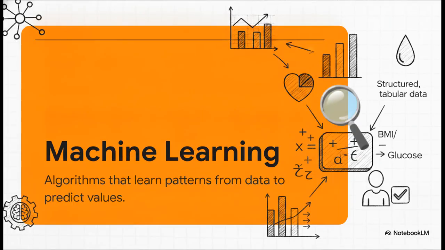Machine learning, or ML, is a specific subfield within AI. Instead of being explicitly programmed with rules, ML algorithms actually learn patterns directly from data and improve with experience. It relies heavily on structured, tabular data, spreadsheets. For HealthPredict, ML is the engine that calculates whether a patient has a high risk of diabetes by mathematically combining those structured columns of BMI, glucose, and blood pressure into a predictive model.